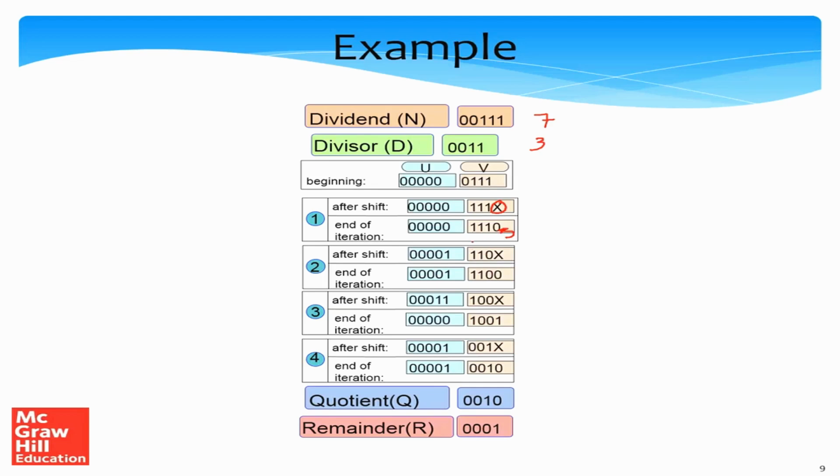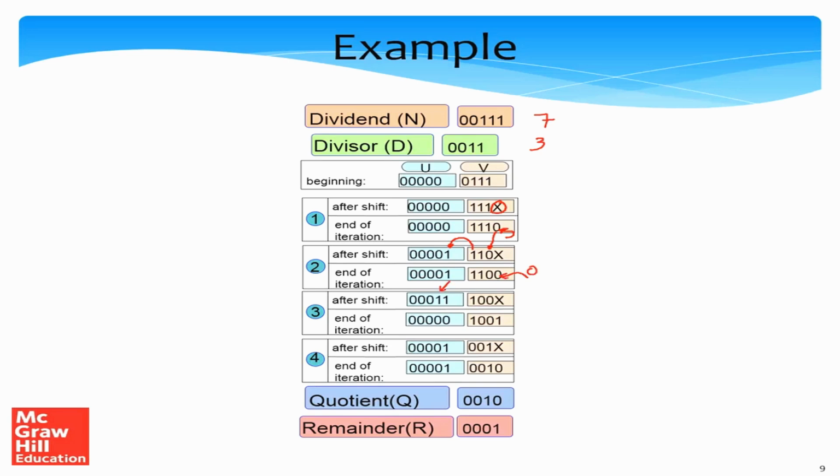Fine. Then after the shift, we do a 1-bit shift. So this number comes here, and the quotient bit that we have computed comes here. Again, we try to subtract 3 from 1. We are not successful, so the next quotient bit we compute to be 0. Again, we do a shift.